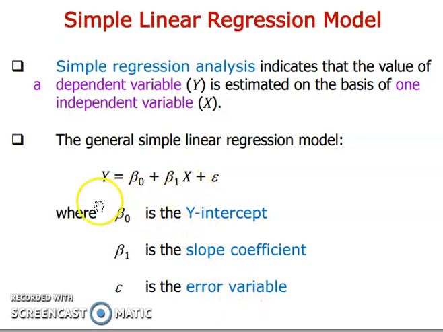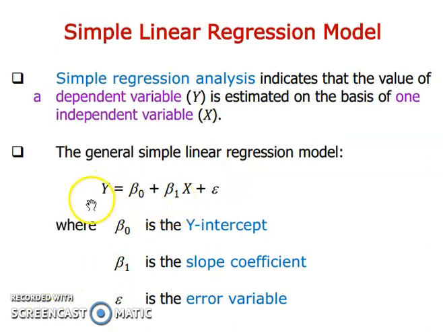So if you look at this linear model here, this resembles what we learn in mathematics, whereby this is simply the intersection with y-axis, and this is the slope of the line, which here we call the slope coefficient. So this is a straight line with y-intercept and also value of slope, and we have an error variable here.